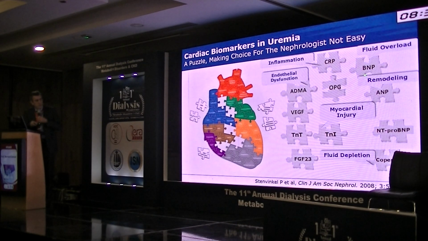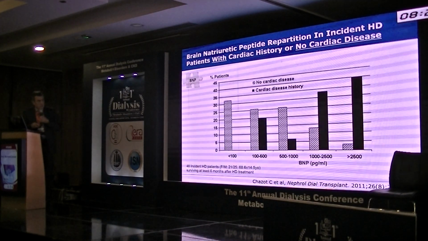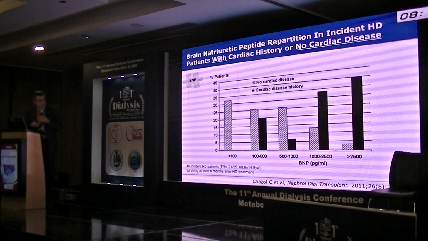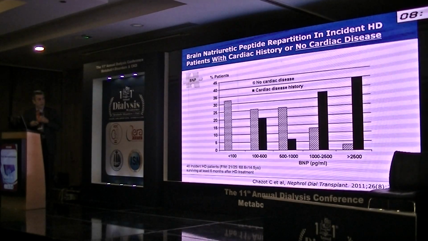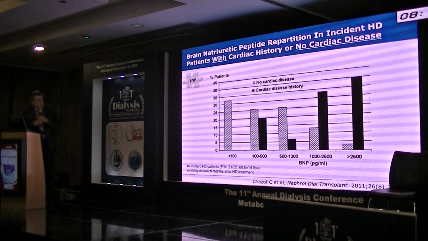endothelial dysfunction, inflammation, fluid overload, remodeling. I don't want to go into detail, but to show that each of these elements could be useful. This is coming from Canaud, Tassin, and you know that in Tassin they are very restrictive for the fluid status of the patient and are drying the patient. But that's interesting from this study.